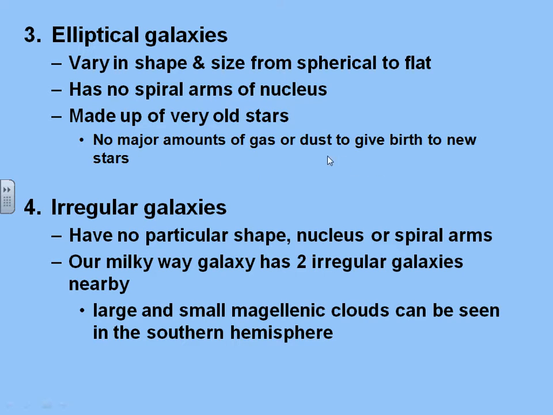But these are kind of older. And what we refer to these as, there's not a lot of gas. There's not a lot of dust. They're not giving birth to a lot of new stars. So we tend to think of these as older types of galaxies.